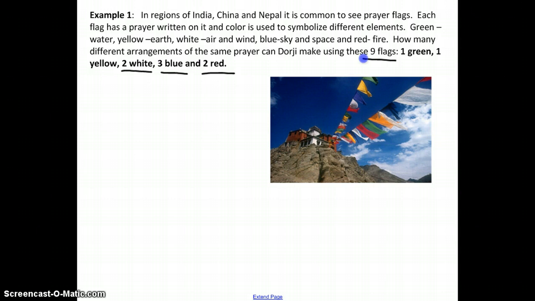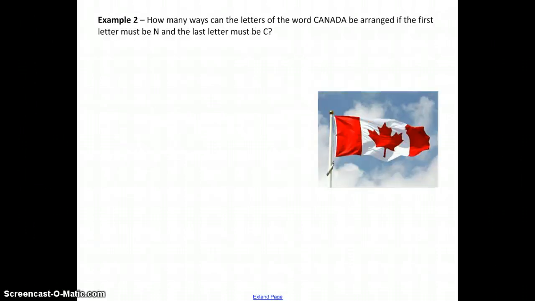How many total flags do we want? So it means 9 factorial is going to be on the top. Then the different things that are repeating is there's 1 green flag. Do we need to write 1 factorial? Because 1 factorial is 1. 1 yellow? No, we don't need to write that either. So 2 factorial for the 2 white, 3 factorial for the 3 blue, and 2 factorial for the 2 red. So this then you can do in your calculator, 9 factorial divided by 2 factorial, 3 factorial, 2 factorial, and see what you come up with. 15,120 should be your answer.